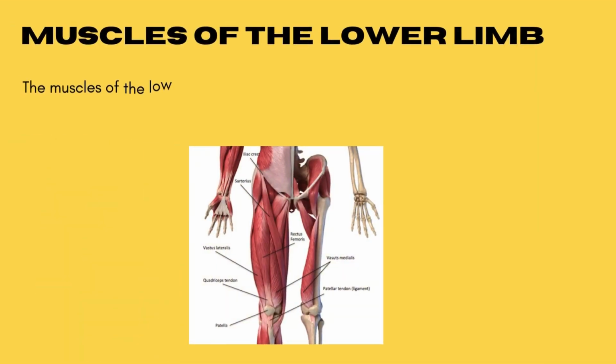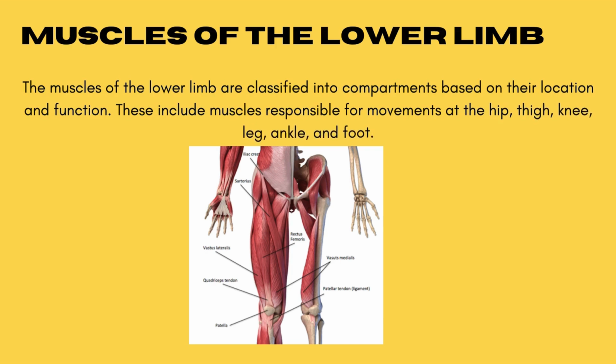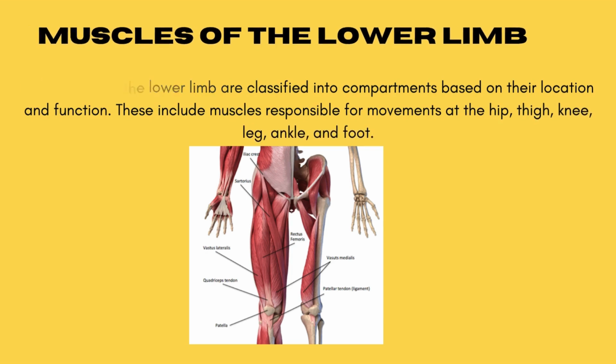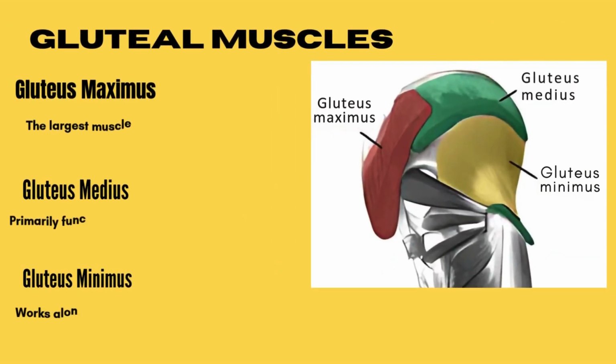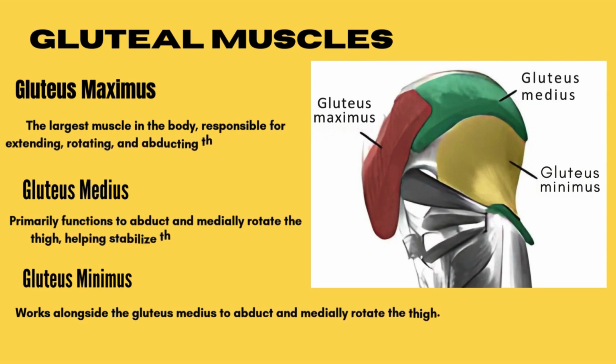Muscles of the lower limb. The muscles of the lower limb are classified into compartments based on their location and function. These include muscles responsible for movements at the hip, thigh, knee, leg, ankle, and foot. Gluteal muscles. Gluteus maximus. The largest muscle in the body, responsible for extending, rotating, and abducting the thigh at the hip joint. Gluteus medius. Primarily functions to abduct and medially rotate the thigh, helping stabilize the pelvis during gait.